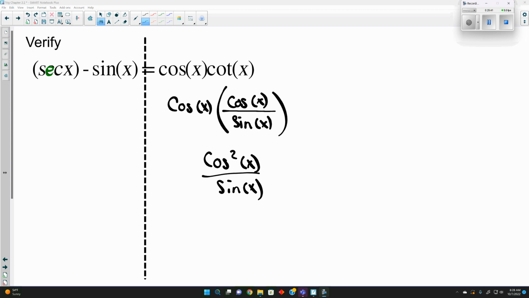Now let's look and see what the other side is. So secant of x is what? 1 over cosine of x minus sine of x. Now if I wanted to subtract these two, I need the denominators to be the same. So we'd have to multiply this by cosine of x over cosine of x.